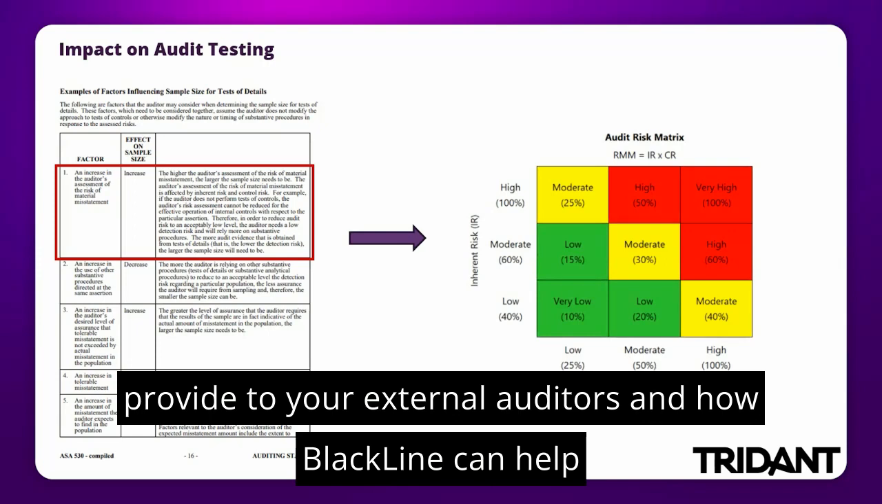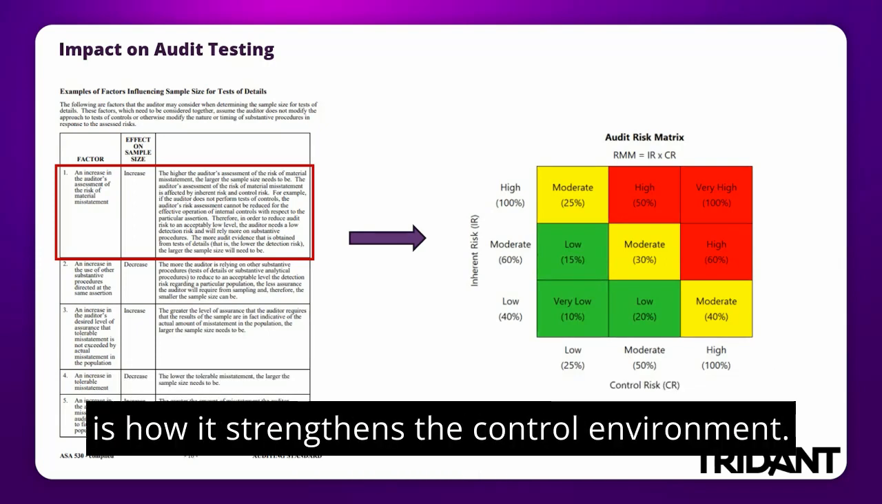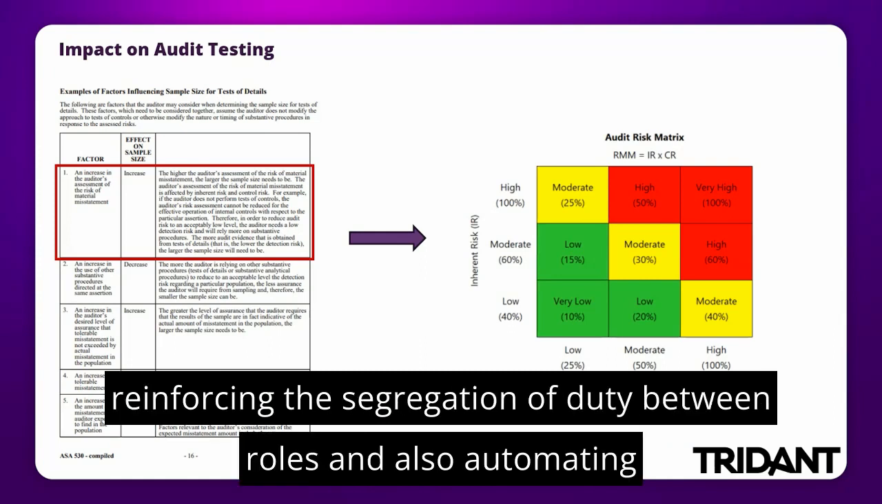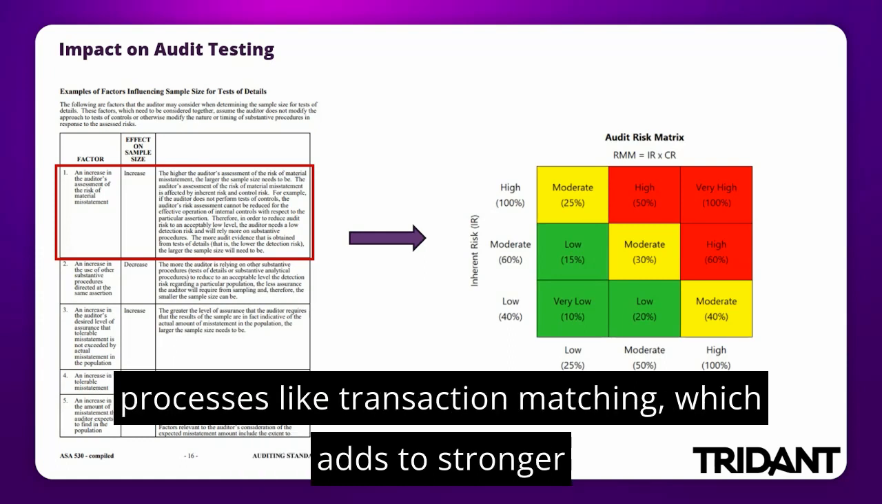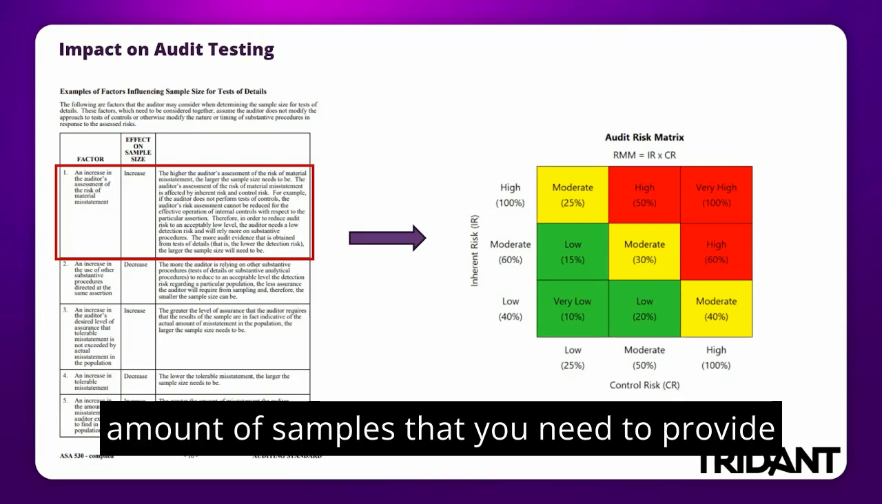And how BlackLine can help facilitate this, as covered in a lot of our other videos, is how it strengthens the control environment. So automating controls traditionally done manually, reinforcing the segregation of duty between roles, and also automating processes like transaction matching, which adds to stronger controls and lower control risk, and therefore a lower number of samples that you need to provide to the auditors.